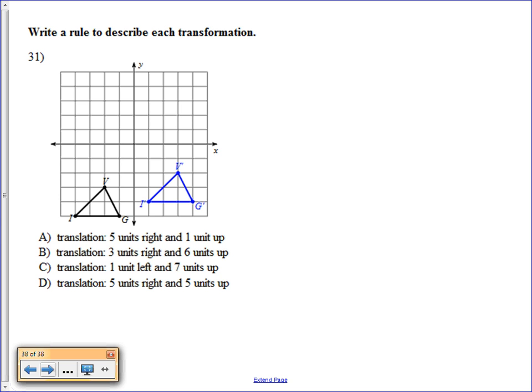31. You got to get a consensus here because I can't find it in my answer sheets. 5 units right, 1 unit up. 1, 2, 3, 4, 5, 1 unit up. So this point goes 5 units right, so does the rest of them. 5 units right, 1 unit up.